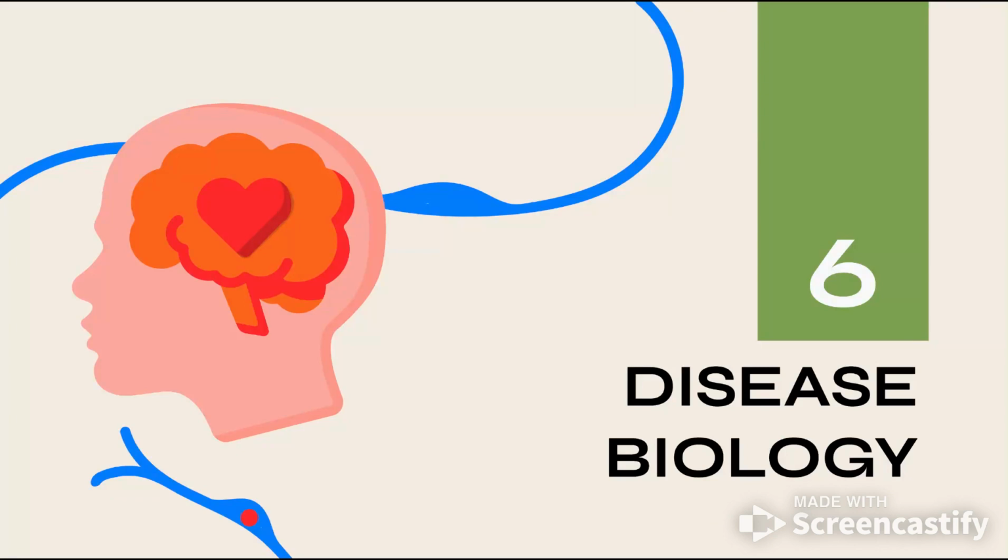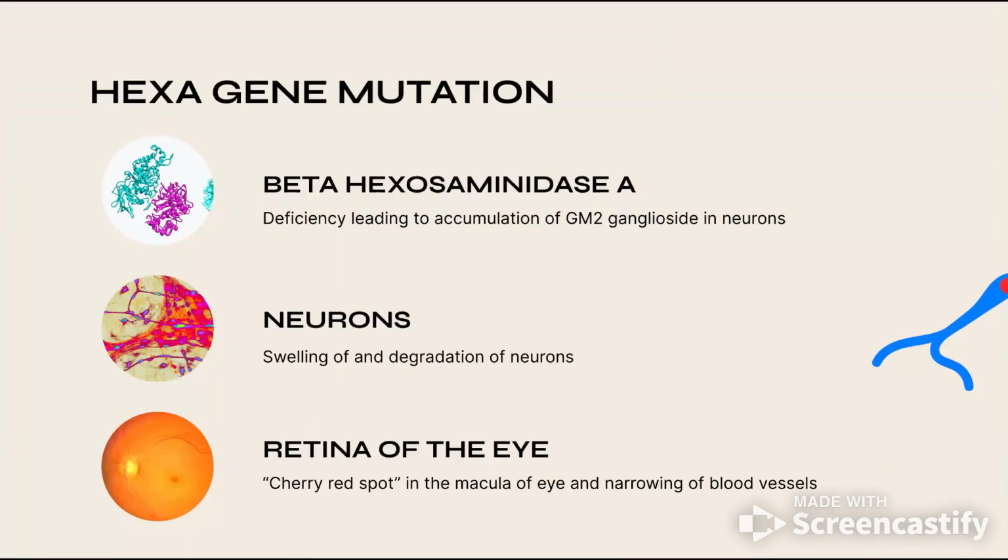Disease biology. Tay-Sachs is caused by mutation in both alleles of the gene HEXA on chromosome 15. HEXA codes for the alpha subunit of the enzyme beta-hexosaminidase A. This enzyme is found in lysosomes, which are organelles that break down large molecules for recycling in the cell.